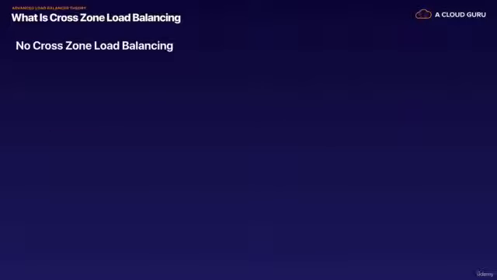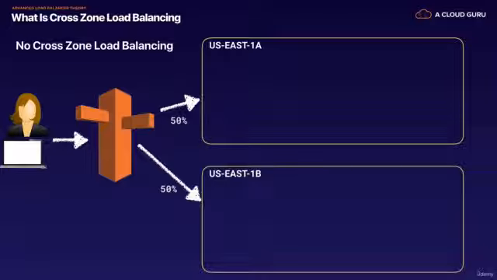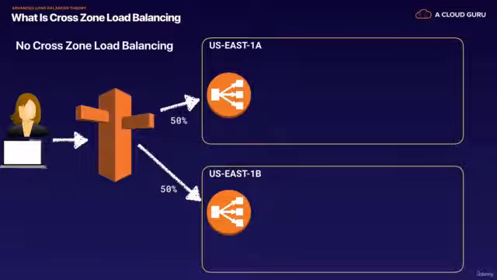Let's go on to cross-zone load balancing, and we'll start with a scenario where we don't have cross-zone load balancing enabled. We've got our user, we're using Route 53 for our DNS, and Route 53 is splitting our traffic 50-50 to two different availability zones, US East 1A and US East 1B. In each of those availability zones, we've got a load balancer, and we can say it's a classic load balancer just for this example.